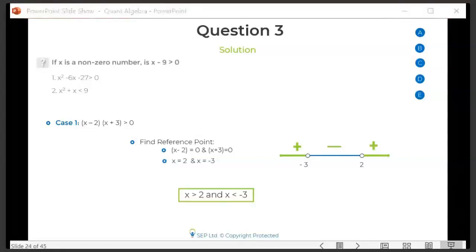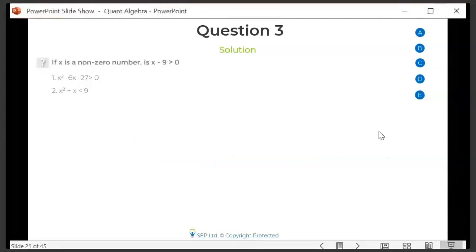So let me take the next case. You may come across a scenario like this also, which is less than 0. Here also nothing changes. You just find out the reference point first. So x minus 7 equal to 0 will give you x equal to 7. That is the one reference point. And x minus 0.5 equal to 0 gives you x equal to 0.5. So draw the reference points first. And once again, mark the positive as the extreme right.